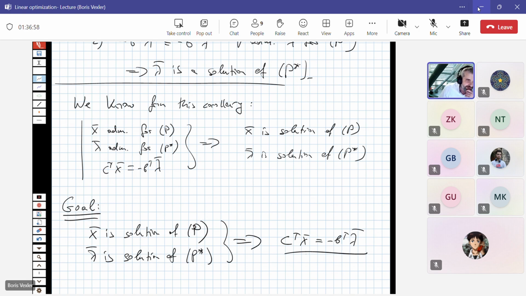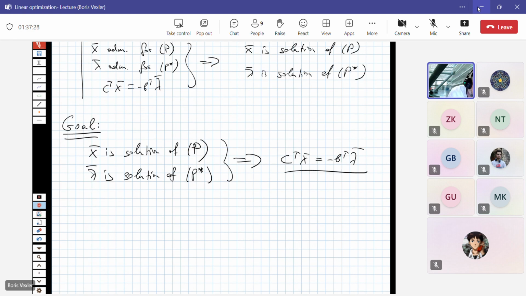Okay, good. In order to understand this, we will write down optimality systems for both problems. You will see that there is a reason why we call this guy lambda. This variable lambda in the dual problem will be nothing else but a Lagrange multiplier for the primal problem. You will see this corresponds. Okay.